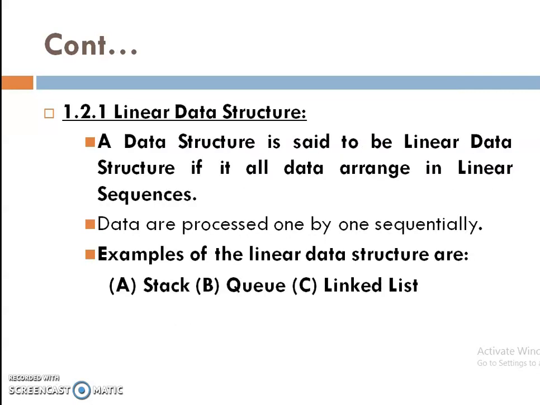First, linear list. A data structure is said to be a linear data structure if it holds data arranged in a linear sequence. Data are processed one by one sequentially. Examples of linear data structures are stack, queue, and linked list. Stack, queue, and linked list we will discuss in detail in the next chapter.